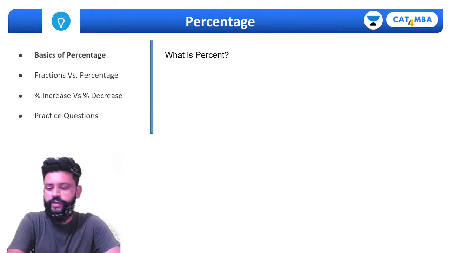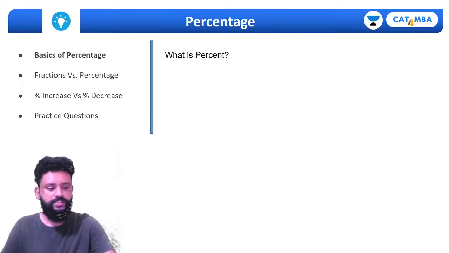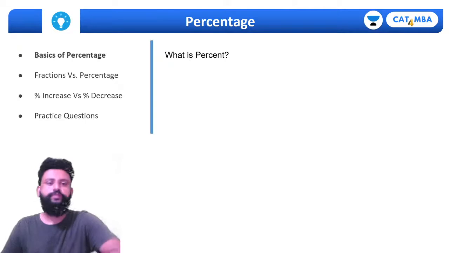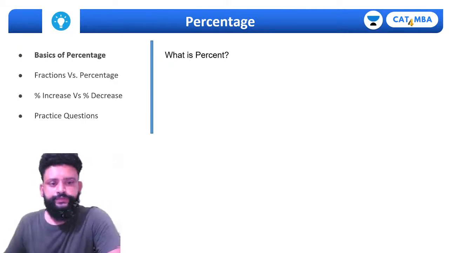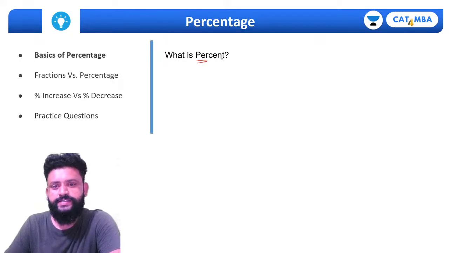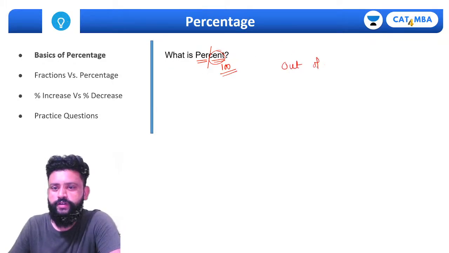So let's begin. We are going to learn the basics of percentage, a much needed topic, because this is an important topic from all the exam points of view. So let's understand what is percentage. Percent basically means it's per cent. So it is a combination of two words. Cent is for century, right? So percent simply means out of 100, and how much out of 100.